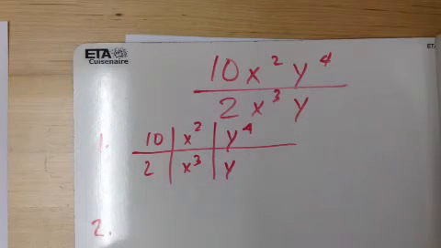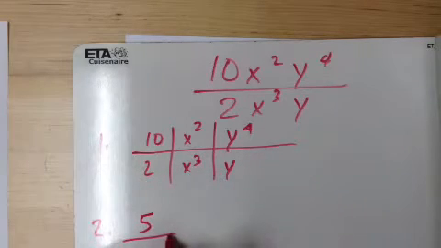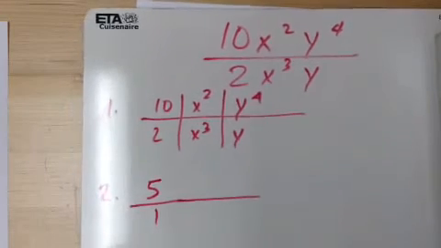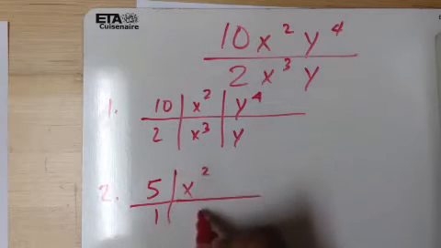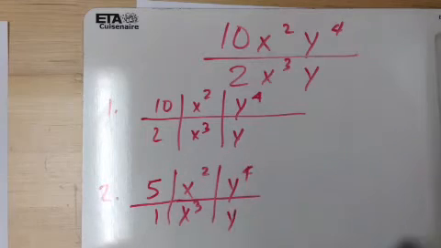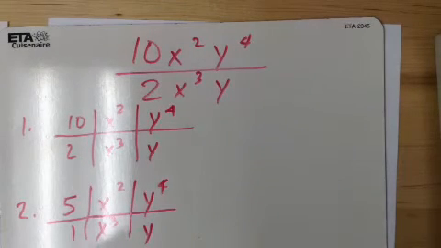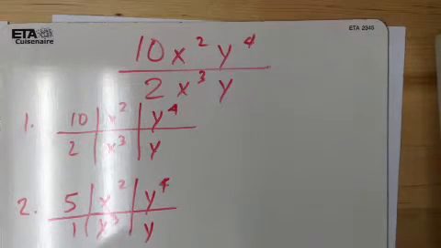Number 2, simplify the coefficients. Well, 10 over 2 is the same thing as 5 over 1. X to the 2nd, x to the 3rd, y to the 4th, and y. It seems like a lot of steps, and that's okay, because the more steps that I do, I am assured that I get the answer right. Also, if I get stuck somewhere or have an issue later when I'm looking at the answers, I can always follow these notes and my steps to see if I made a mistake.